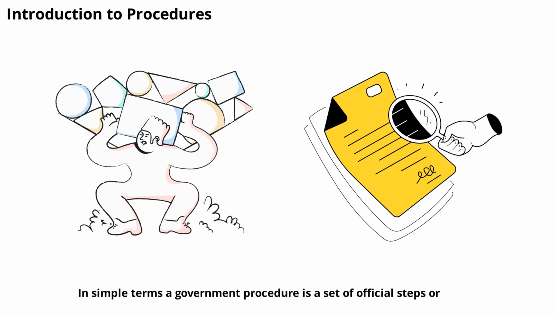In simple terms, a government procedure is a set of official steps or actions that government bodies follow to carry out their responsibilities. These procedures help ensure that everything runs smoothly, fairly, and according to the law. Whether it's passing a new law, issuing a permit, or handling public funds, there's usually a clear process in place.